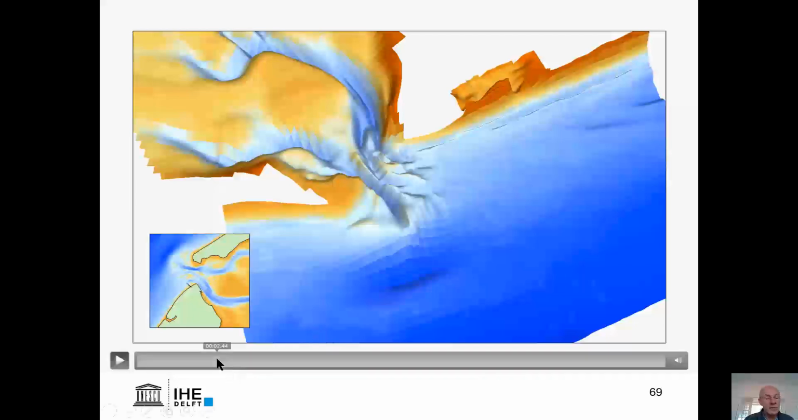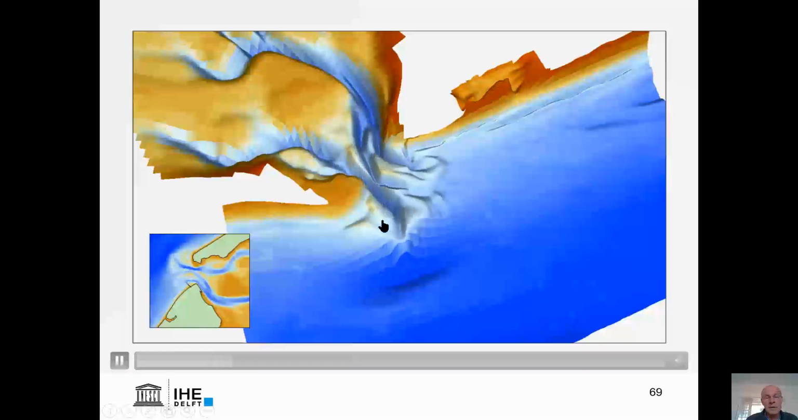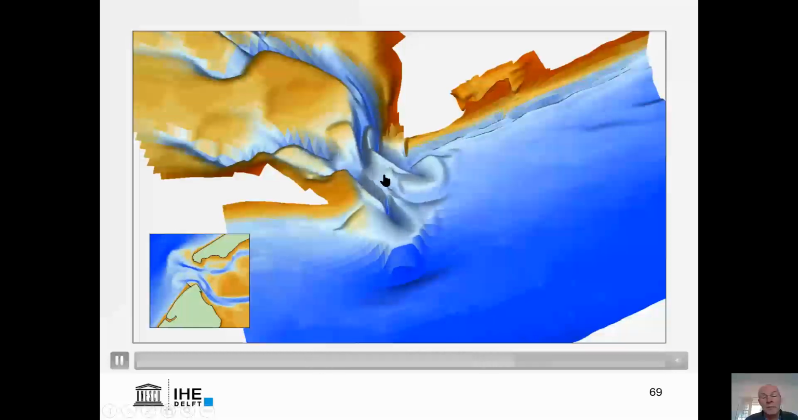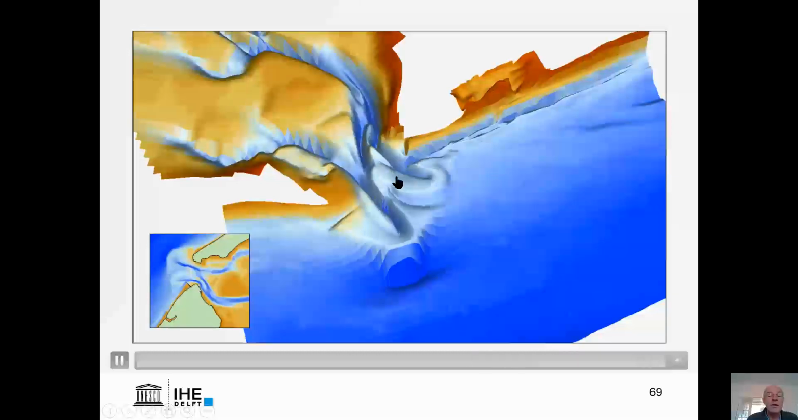And finally, we see the bathymetry moving. Here you see the channels and the ebb shoals move back and forth with the tide. This is, of course, a bit exaggerated. In reality, it doesn't move that much within a tidal cycle. This is part of the effect of the morphological acceleration that we are applying here.